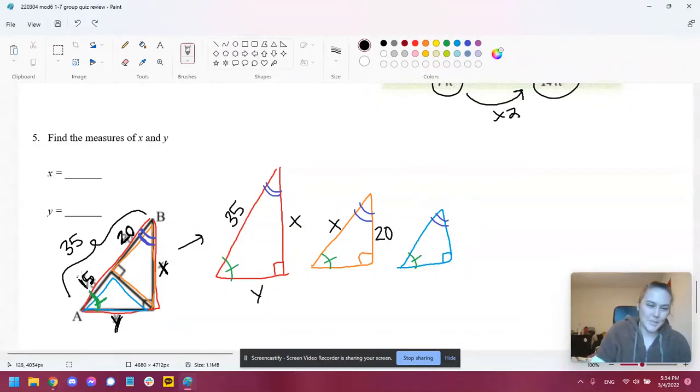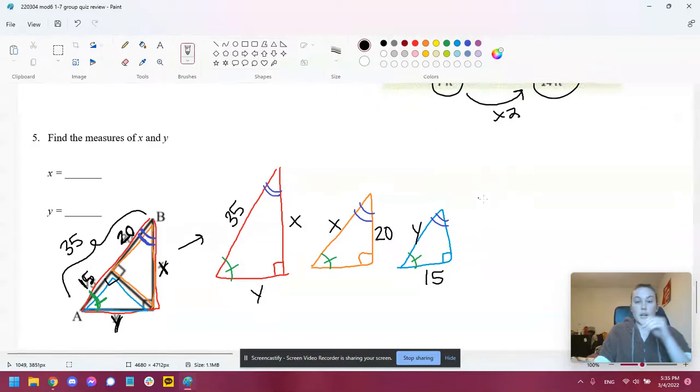The light blue has y and 15. Y is the longest side, across from this right angle, so I'll put it on the longest side. And then 15 is right next to the green angle, so I'll write it right next to the green angle. Save.